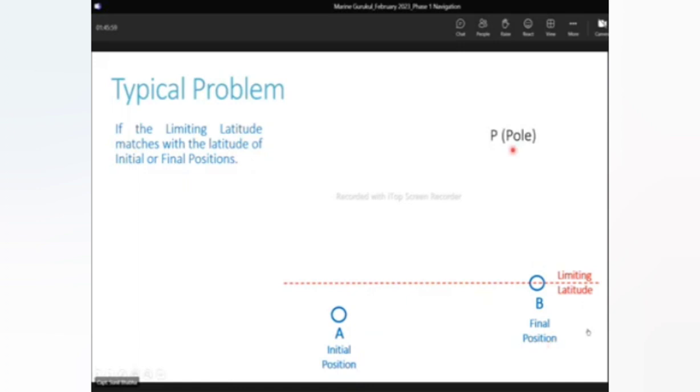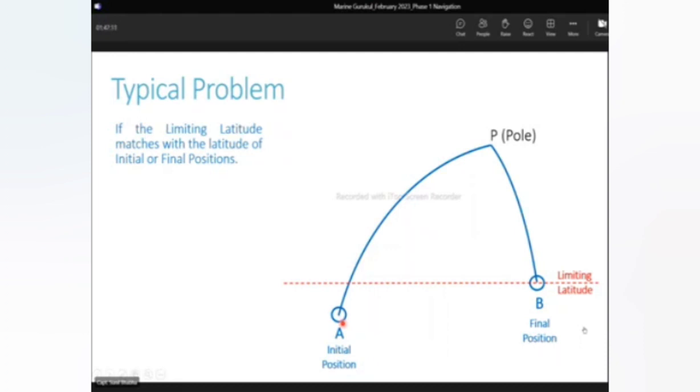Let's now plot the pole. You can see the pole P plotted in the diagram. Now from the pole, let's draw the meridian of A. So PA represents the meridian of A, one of the sides of our diagram. Let's plot the meridian of our final position also now. So PB is found by making a great circle track. The great circle track should be such that it passes through our initial position, in this case A, and it has its vertex on the limiting latitude.